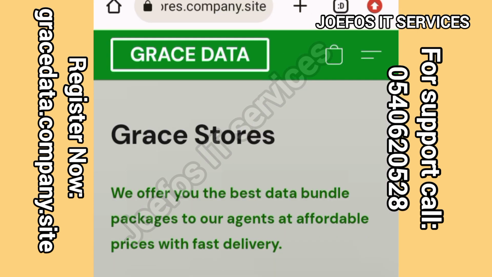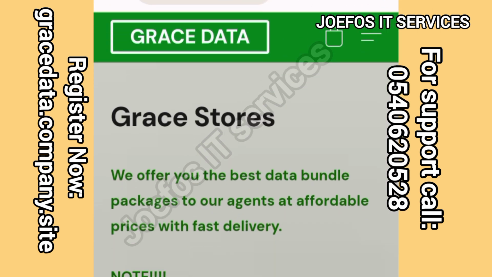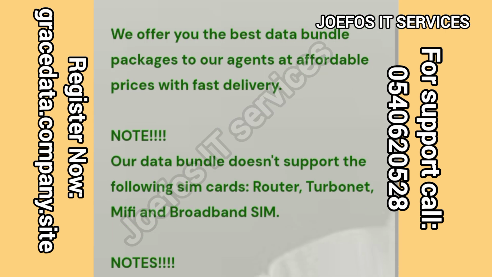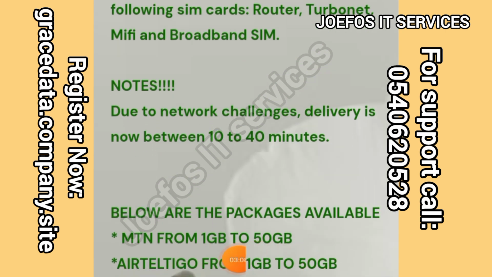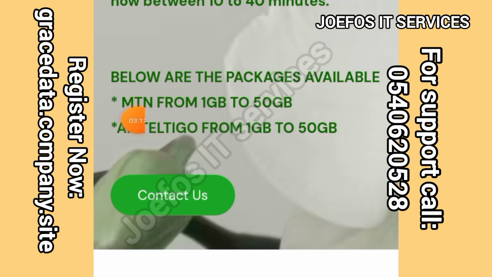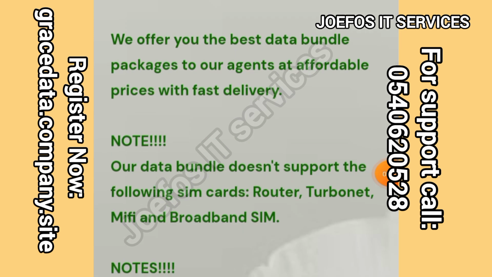When you use the registered agent link to log into the portal, this is the first thing that you see. As I said in our previous video, when you use the registered link, this is the interface that will pop up for you. The next button that you see is the contact us button, and below are the packages available. We have the MTN here from 1 gig to 50 gig, then the Airtel Tigo from 1 gig to 50 gig. Now, how do we locate these available packages?